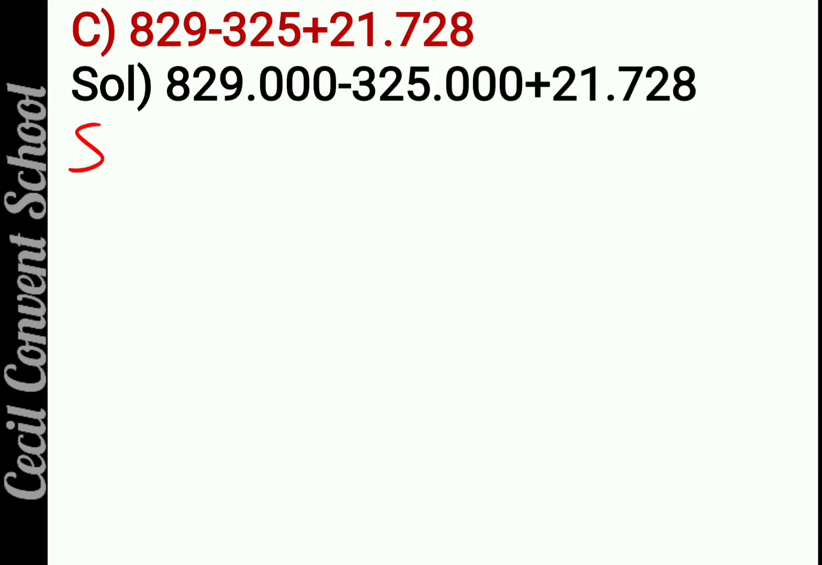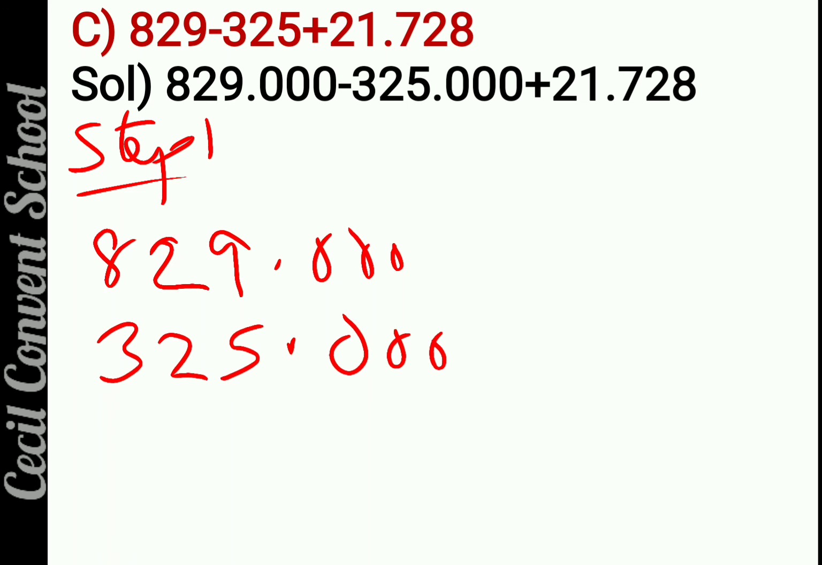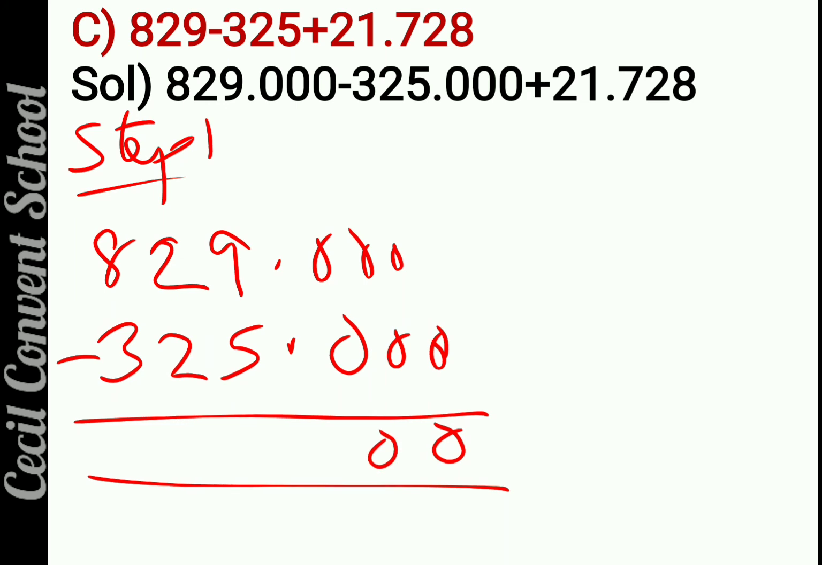Here also step 1. 8.2 minus 3.2... 9.000. Then we have to do minus first. So 3.2... 5.000. So minus them. 000. Point. 9 minus 5 is 4. 2 minus 2 is 0. 8 minus 3 is 5.